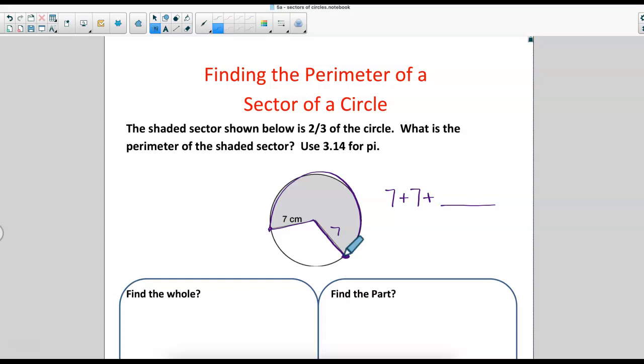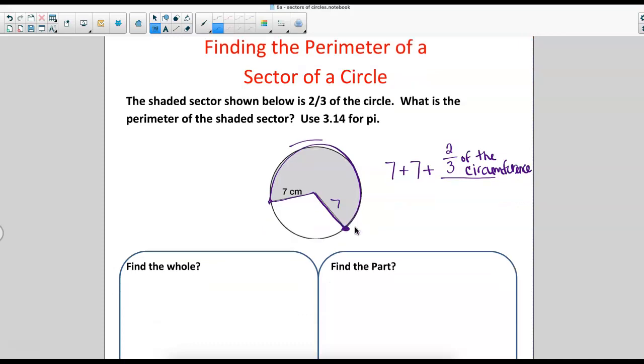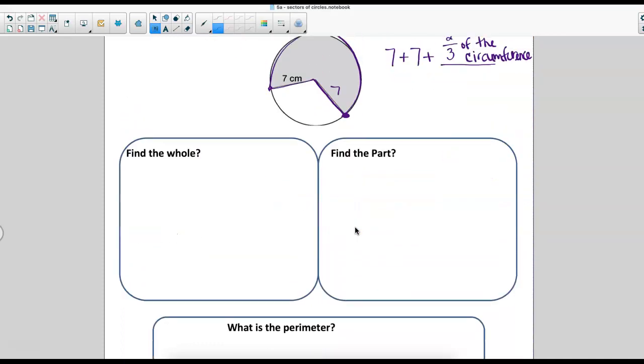Okay, so this part of the circle is part of what? The circumference. So this is really 2/3 of the circumference. Agree with that? Okay, so below it I have find the whole, find the part, and then find the perimeter. So let's start by finding the whole circumference, because we're going to need the whole way around to find part of it. So the whole circumference, C equals pi times diameter.